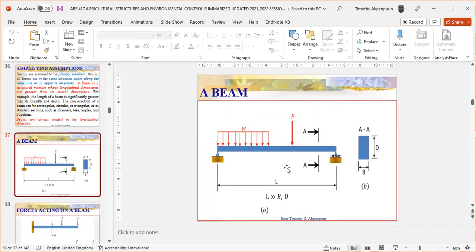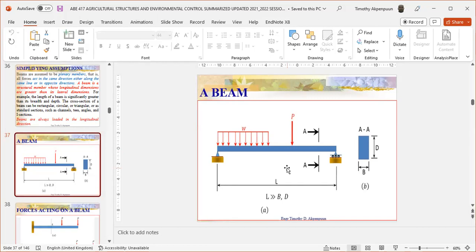So now let's look at this beam. You see figure A and figure B. For you to call something a beam, it means that the length must be greater than B. And look at figure B. B is like the thickness, and D is the depth. They call it depth.